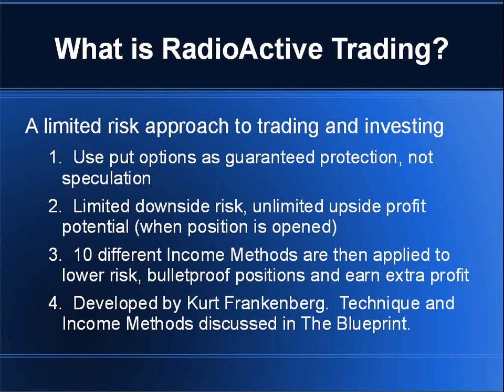After that initial position is open, based on how the stock moves, we have 10 different income methods that can be applied to lower the risk and bulletproof the positions. When we say bulletproof, we mean that the guaranteed exit on the position, the strike price of the put option, is actually higher than our cost basis into the position, and of course we earn extra profit with those 10 different income methods.